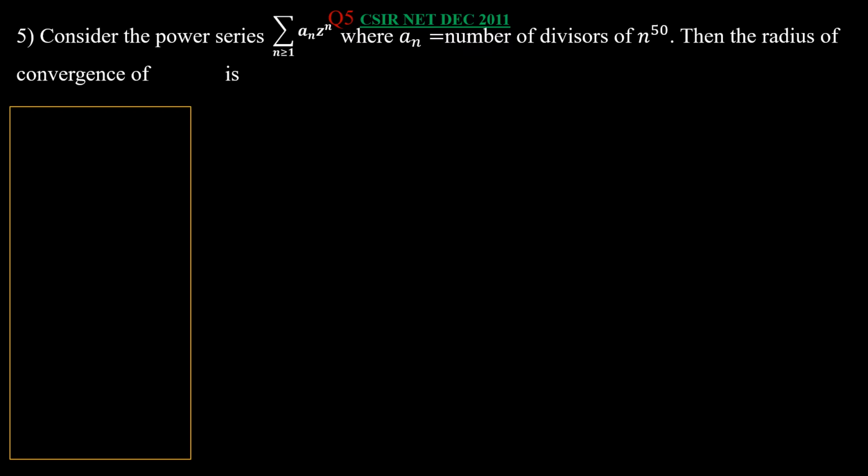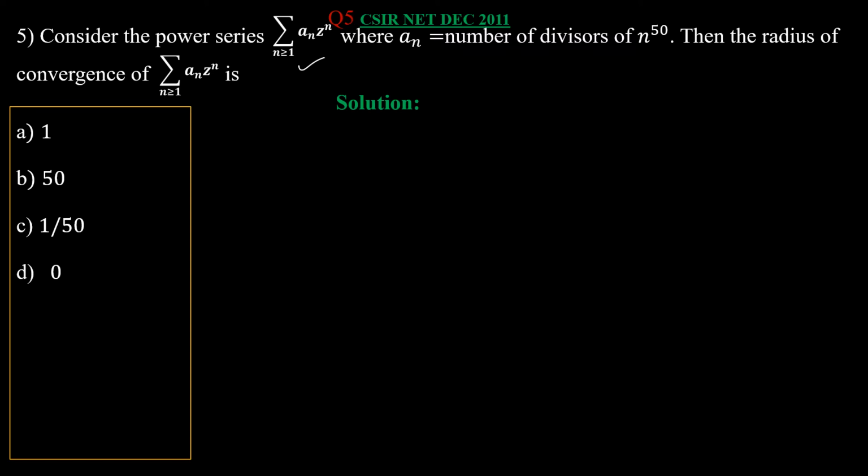The question given here: consider the power series summation a_n z to the power n, n greater than or equal to 1, where a_n is the number of divisors of n to the power 50. Then the radius of convergence of this series summation a_n z^n would be. The options are A: 1, B: 50, C: 1 by 50, and D: 0.